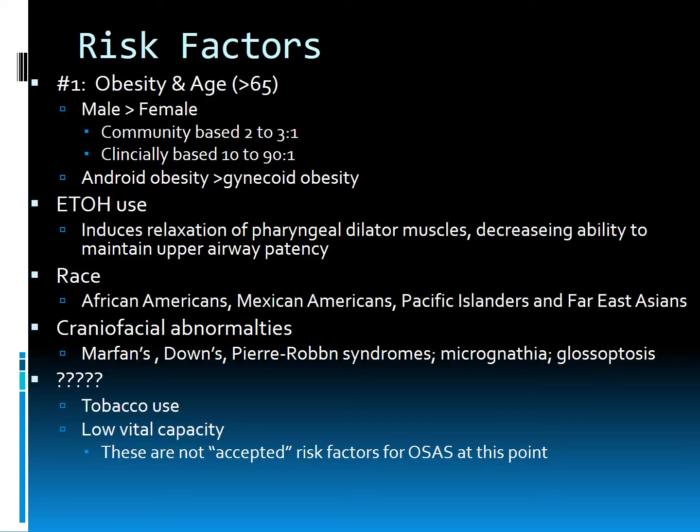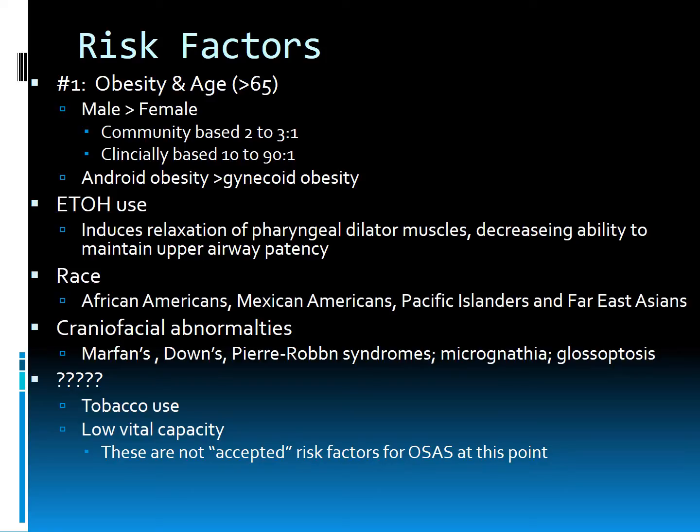Risk factors. Obesity and age, being over the age of 65, puts a person at increased risk for OSA. Males are more at risk than females. However, they found that this is community-based with a ratio of 2 to 3 to 1. Clinically based, what they've actually seen in the clinics is actually 8 to 1. So, android obesity and gynecoid obesity, the android obesity is more at risk than the gynecoid.